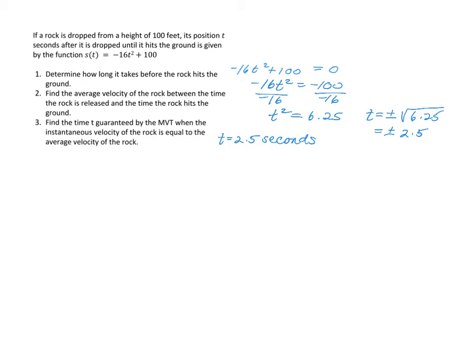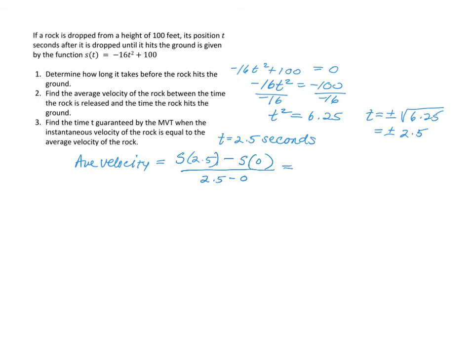All right, now we want to find the average velocity of the rock between the time the rock is released and the time the rock hits the ground. So to find the average velocity, remember we take the change in position. So we want to take the position after 2.5 seconds. Actually, we should call that s of 2.5 because that's our position function. So s of 2.5 minus s of 0 all over 2.5 minus 0, so all over the change in time.